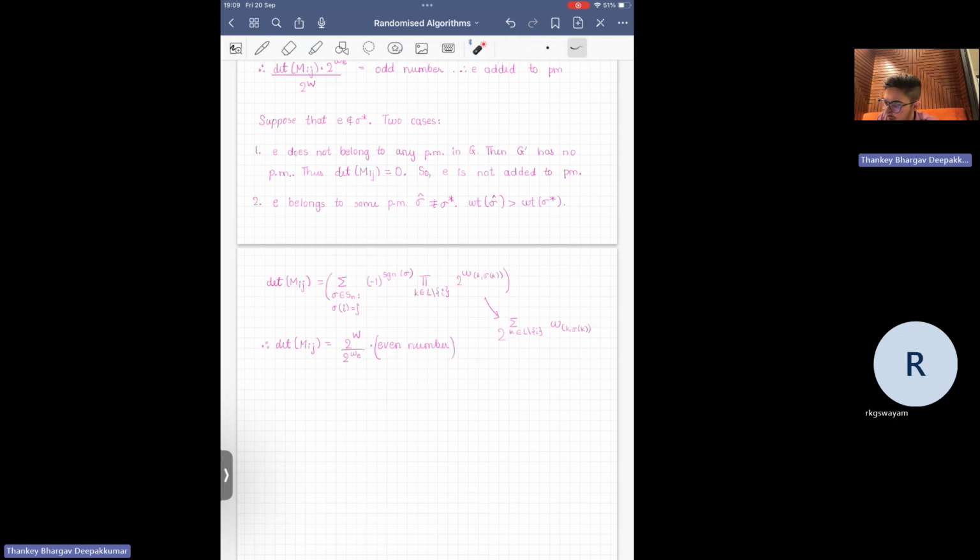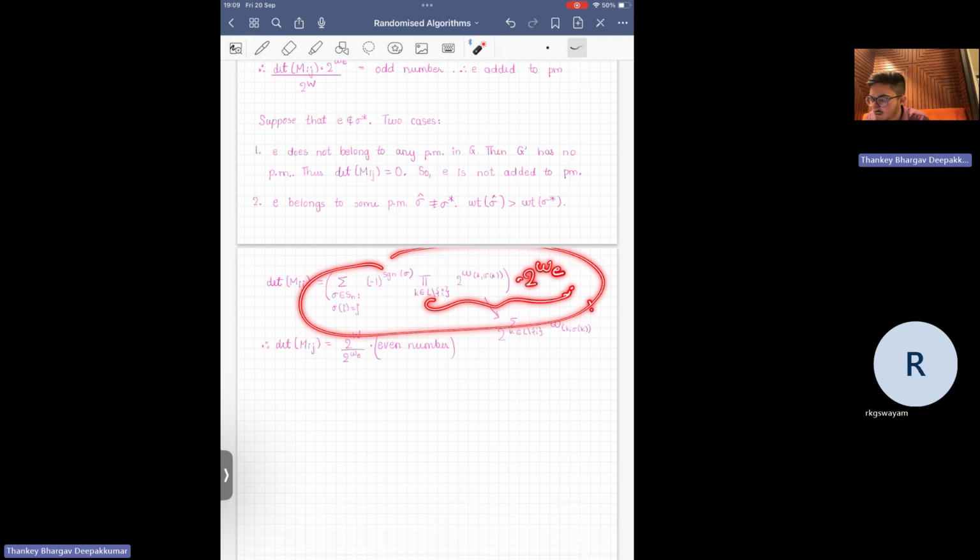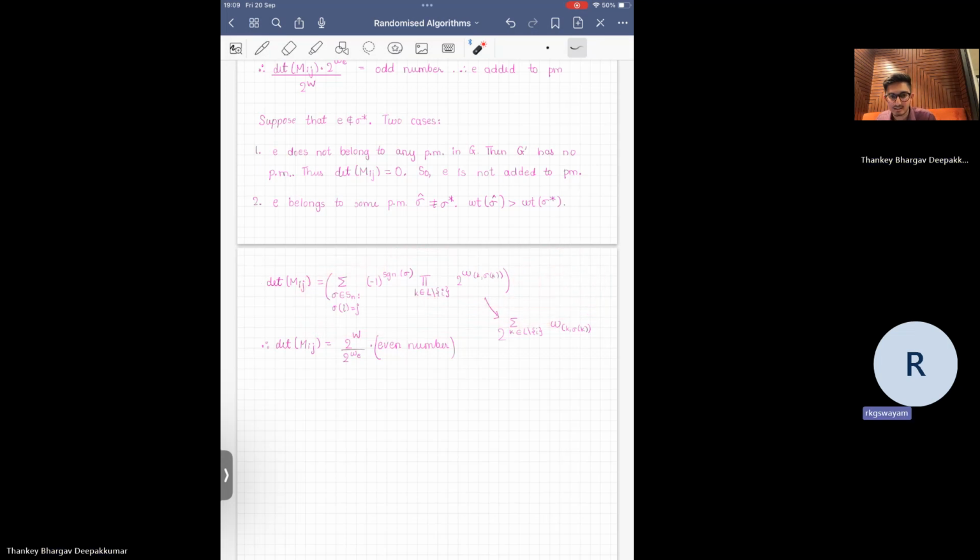If I were to multiply by 2 to the WE, I would get this product. So this entire sum is basically the sum of all the weights corresponding to all the perfect matchings which contain WE, right? So if I multiply it by this, I would get that. Let's forget this for now. My claim is that the determinant of Mij times 2 to the WE is 2 to the capital W times an even number. Why?